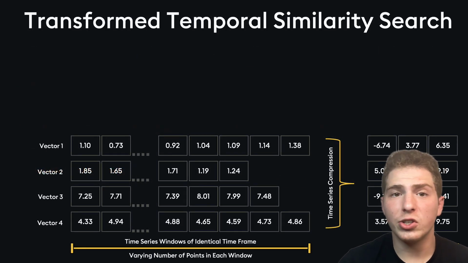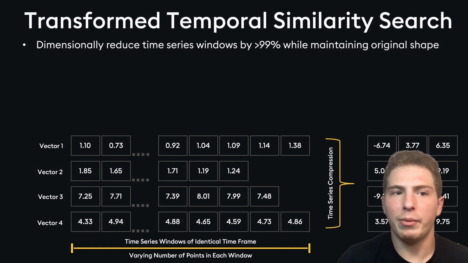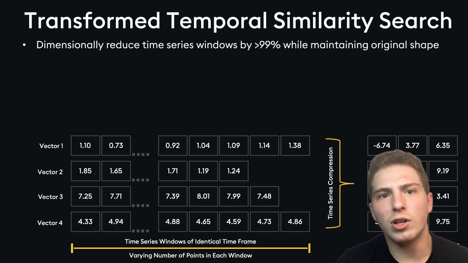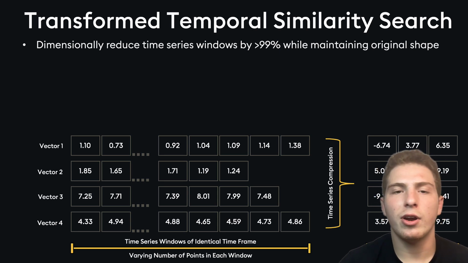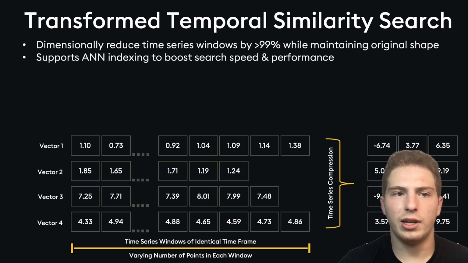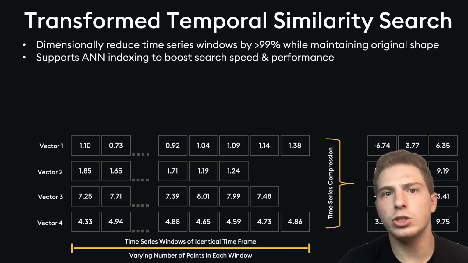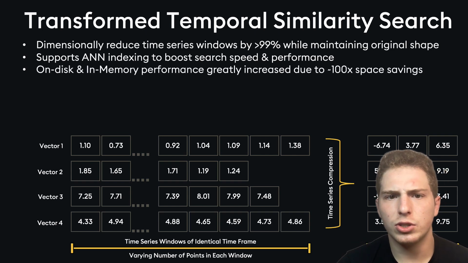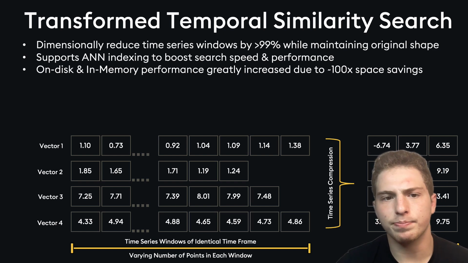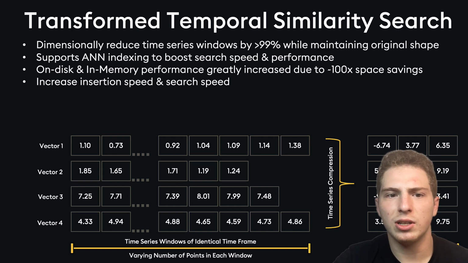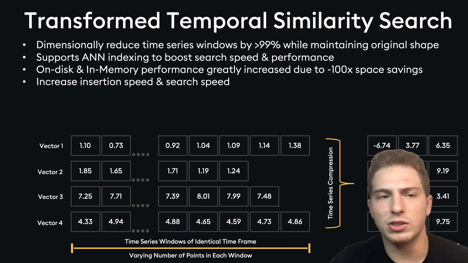With transform temporal similarity search, we could actually dimensionally reduce our time series windows by over 99% while maintaining their original shapes. So we have a lot of the same benefits as non-transform TSS, but we have even greater memory savings. And transform TSS supports ANN indexing to boost search speed and performance. So our on-disk and in-memory performance spike due to 100x space savings. And we also get this advantage of increased insertion speeds and search speeds despite our memory savings.